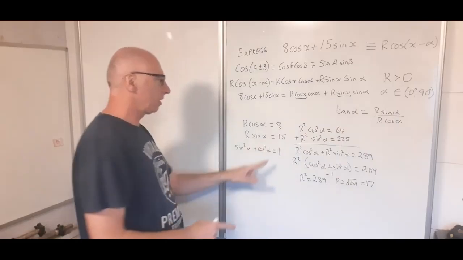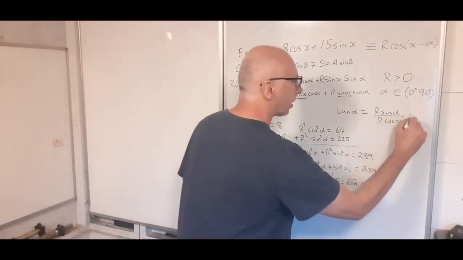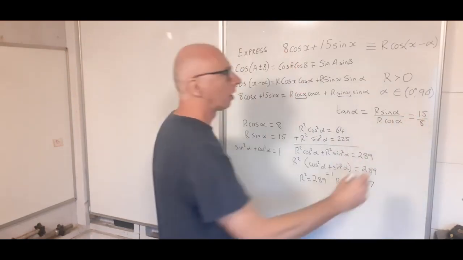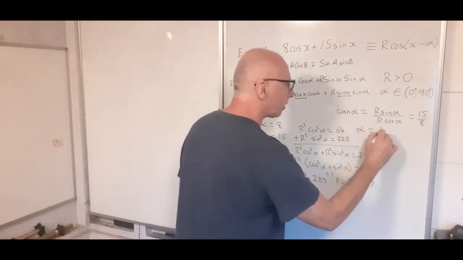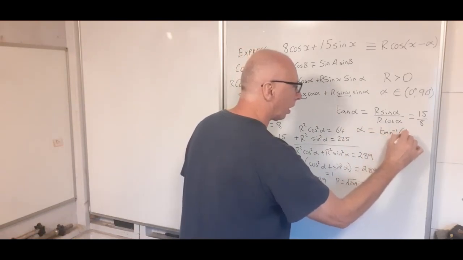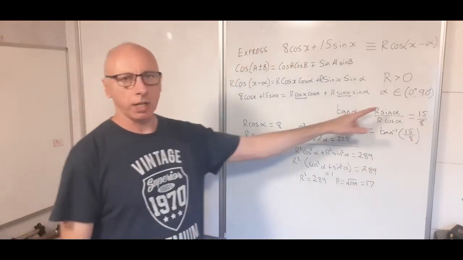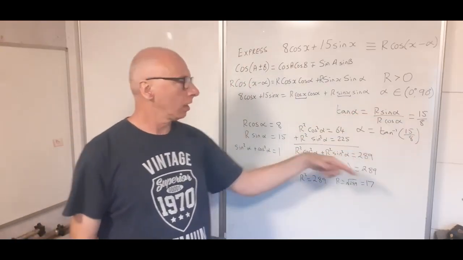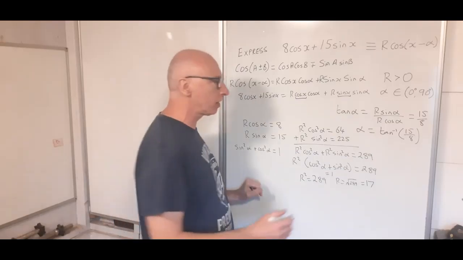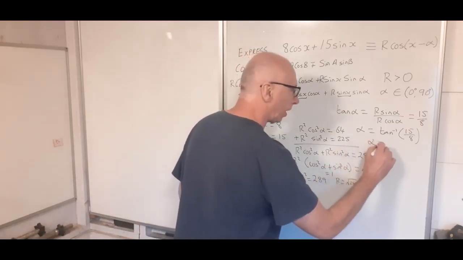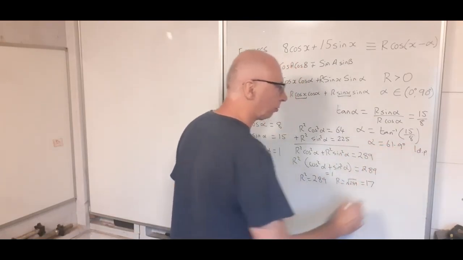Now what have I got here? r sine alpha is 15, r cosine alpha is 8. So that's 15 over 8. Okay, now let's just solve for alpha. So then alpha is the inverse tangent of 15 over 8. Remember, we're working in degrees here, not in radians. So therefore, if you just plug that in your calculator, you should get to 1 decimal place 61.9. So then alpha is 61.9 degrees, 1 decimal place.